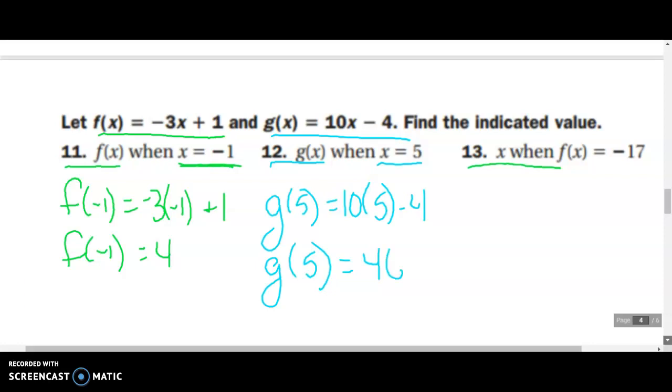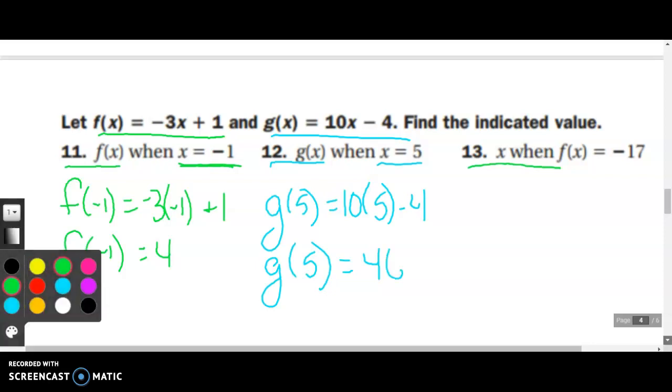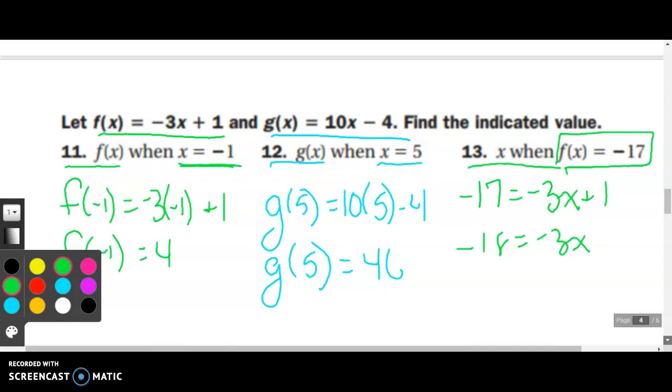And number 13, we're replacing the whole f of x here. So we're going to have negative 17 equals negative 3x plus 1. When we go to solve for x, we get negative 18 equals negative 3x. And then we get 6 equals x, which means f of 6 equals negative 17.